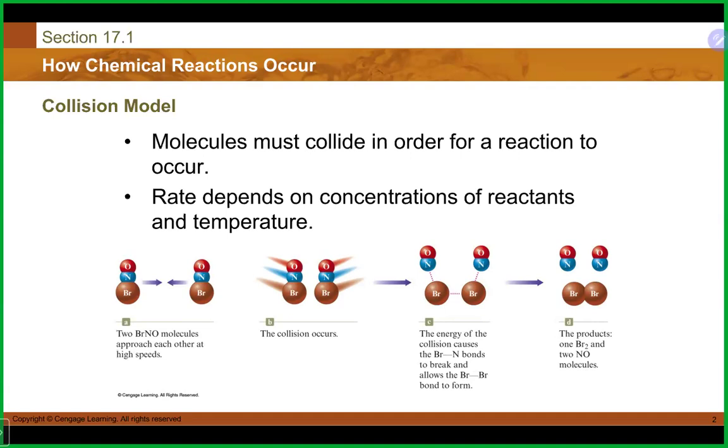So if you remember in chapter 10, when we talked about energy, we saw some energy diagrams, and it looks something like this, perhaps something like this. And we have our reactants, we have our products. Remember that hill that the reactants have to climb to get to the other side is the activation energy.